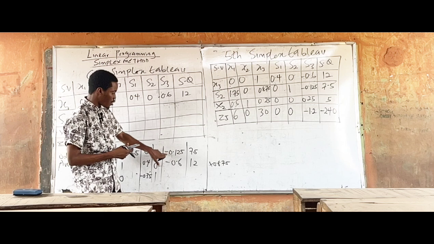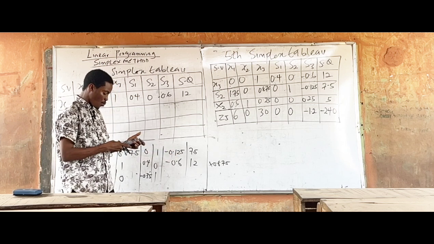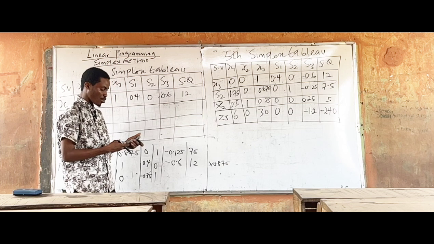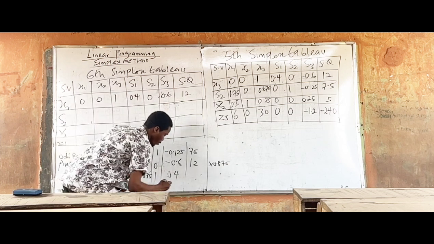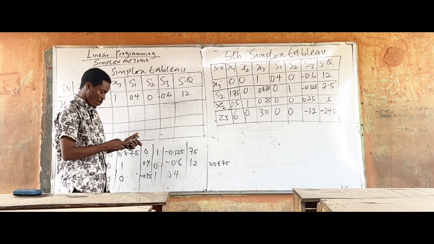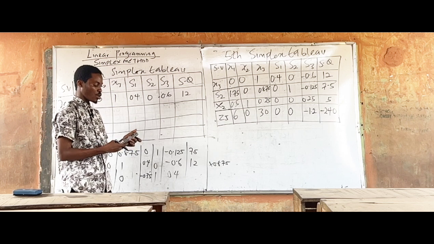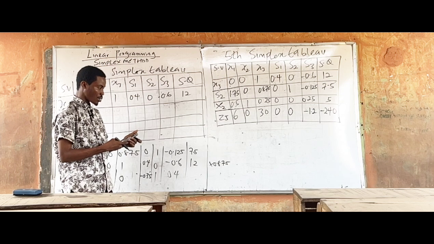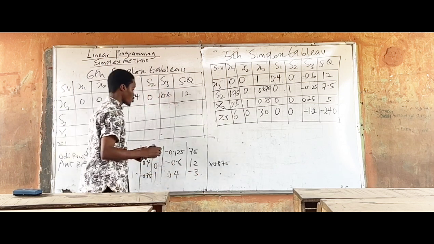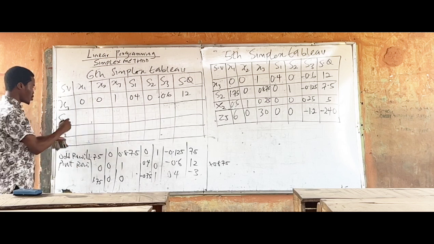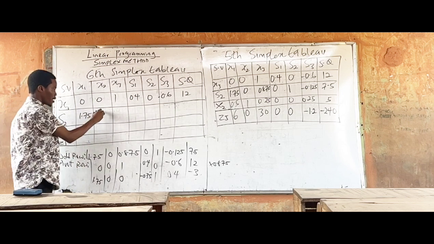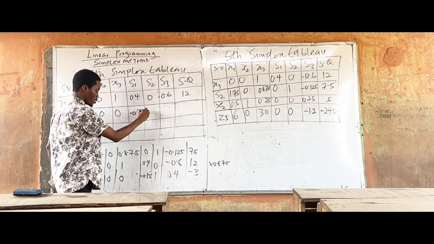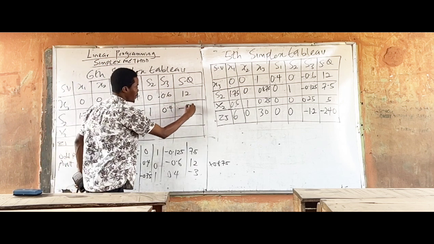So I'm going to subtract minus 0.525 from minus 0.125. I got 0.4. Then if I multiply 12 by 0.875, I got 10.5. 7.5 minus 10.5, I got minus 3. So this is the element for our S2: 1.75, 0, 0, then minus 0.35, 1, 0.4, and minus 3.